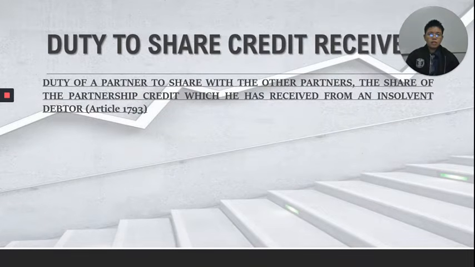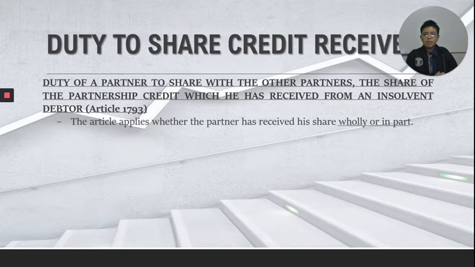So, the next duty, class, is the duty of the partner to share credit received. In 1793 as opposed to 1792, remember, there is only one debtor and one debt. In 1792, as I mentioned a while ago, there is one debtor and 2 debts, one to the partnership, one to the managing partner. 1793, only one debt. So, here in 1793, the partnership has successfully collected only a portion of the debt. And yung portion na yon, ibigay sa isa sa mga partners. Now, what will happen?